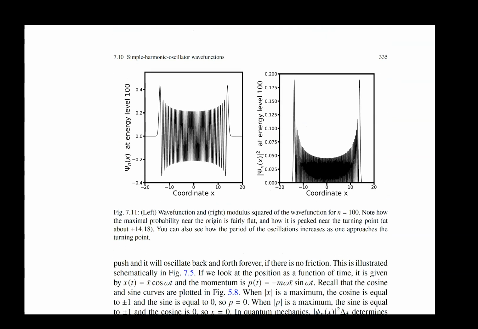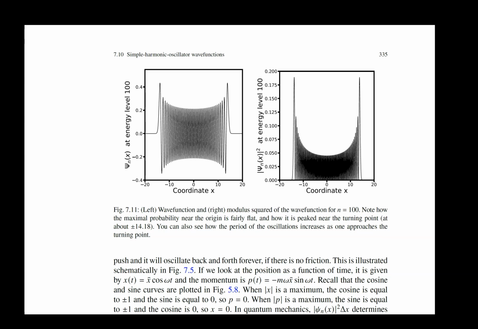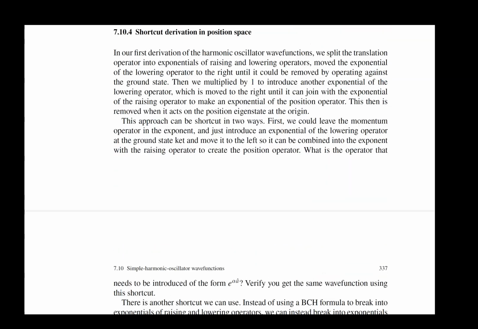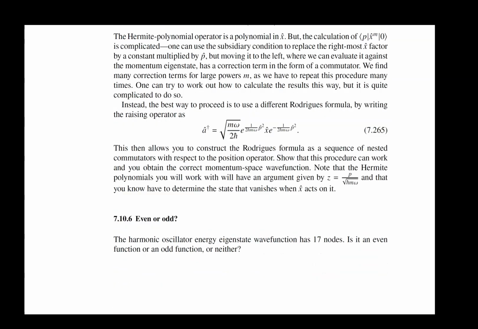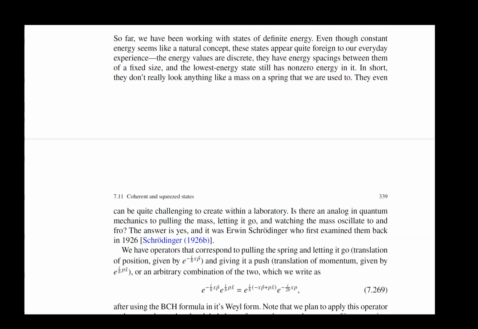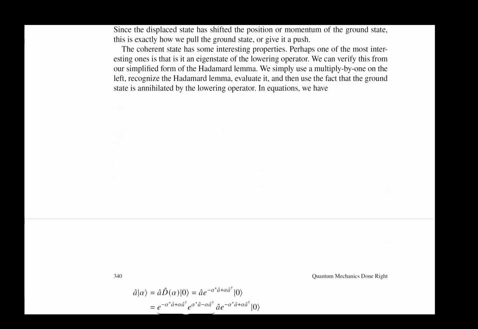You can look at things like what are really large n wave functions and what are their probability distributions and so forth. There's a lot of interesting stuff you can do thinking about that. Then our next section focuses on coherent and squeeze states. These are really important for quantum information.